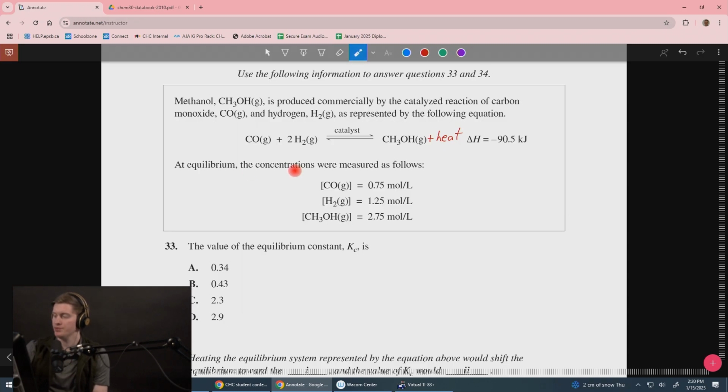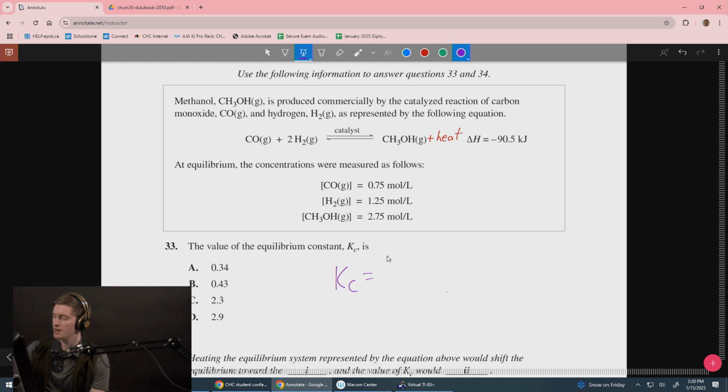At equilibrium, the concentrations were measured as follows. Our concentration of carbon monoxide is 0.75, our concentration of hydrogen gas is 1.25, and our concentration of methanol is 2.75 moles per liter. The value of our equilibrium constant Kc is what? Well, we can solve for this.